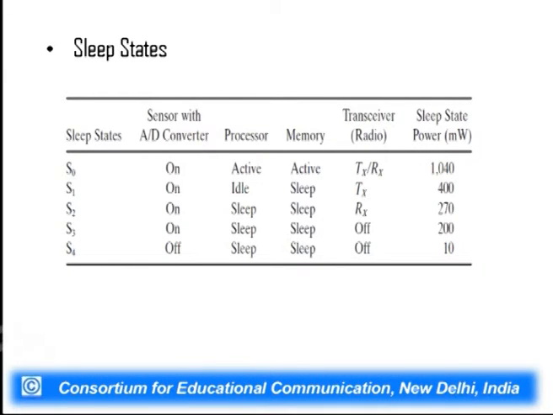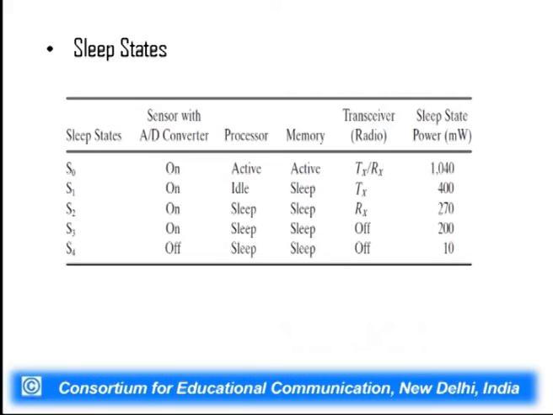So for that, it's very important to make the radio sleep for a certain time period when it is not involved in certain radio activities. So these are some of the sleep states with different power levels involved. We can see that for the processor and memory, it's a combination of when it has to be active, idle or sleep, and accordingly the amount of power being dissipated.